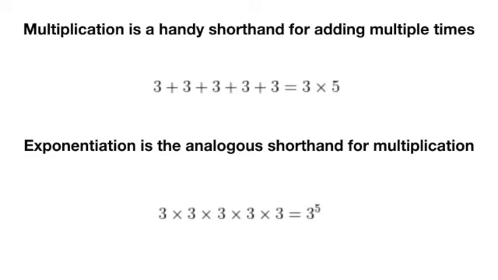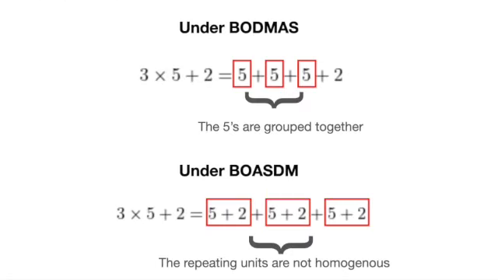Now let's apply the rules of BODMAS and the alternative system to the expression 3 times 5 plus 2. Under BODMAS, this looks like 5 plus 5 plus 5 plus 2, as multiplication comes first. But under the other system, it would look like 5 plus 2 plus 5 plus 2 plus 5 plus 2.